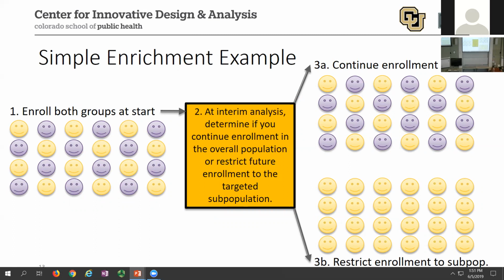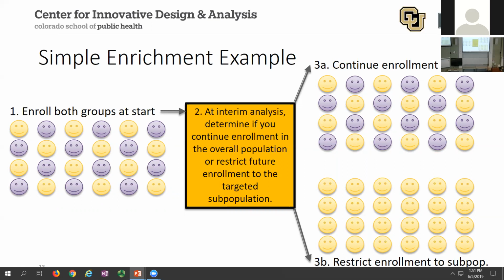In an adaptive enrichment design, we start with stage one of enrolling both groups, so both our yellow and our purple smiley face individuals. At the second stage, we have some interim analysis where we're going to evaluate these targeted subgroups that we specified a priori. We're going to determine if we should continue on with everyone, going up this top route to 3A. That is a kind of traditional trial structure, where the entire time we're enrolling everyone from both populations.